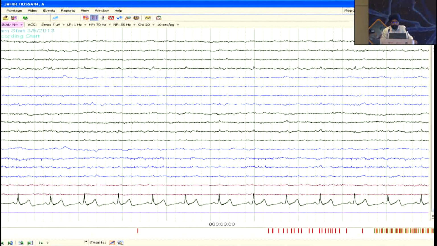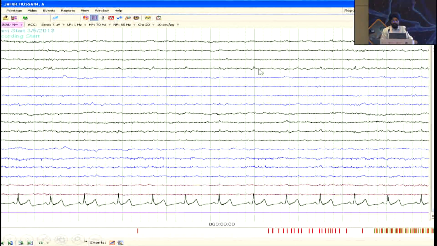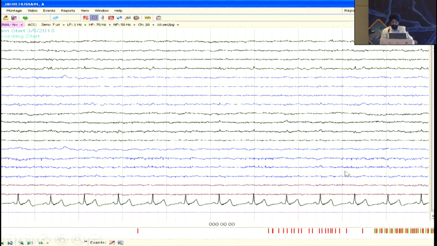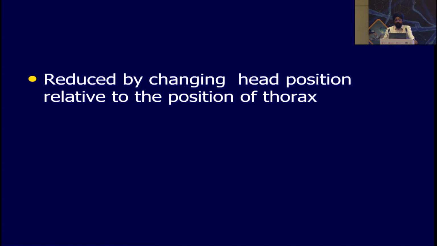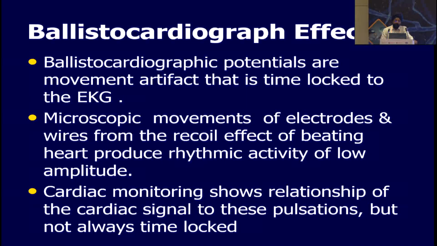So in this, if you see posterior left P3, O1 and left T5, we can see small spikes along with the EKG. They are time locked to the EKG. So again EKG artifact, we can see T6, O2, T3, T5. So it is almost generalized but more over the posterior head regions. It can be reduced by changing the head position related to the position of the thorax.